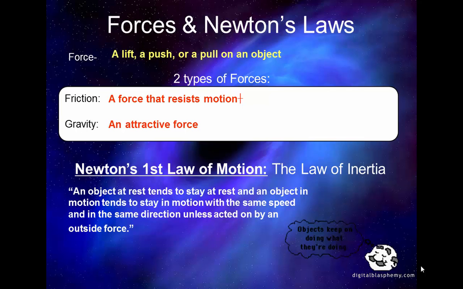All right, Jonathan, you have a question? Well, the formula for force is force equals mass times acceleration. Yeah, we'll get there. But before we get there, we're going to talk about inertia.